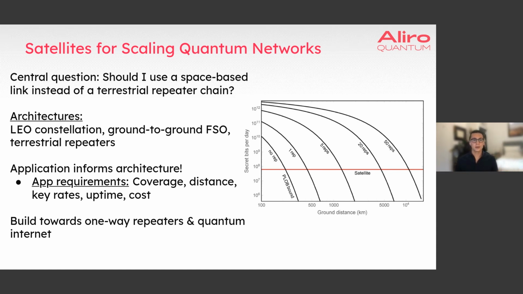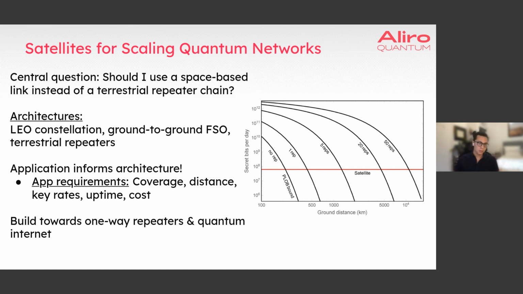If it's, say, an application for a metropolitan region, then we should be fine with just terrestrial networks. But if we're talking about doing quantum secure communication from London to New York, then maybe a satellite link is more suitable. So the distance matters, the coverage matters, the key rates will matter. If we're doing something like quantum key distribution, we need to know what throughput we need, what network uptime we need, and also the cost. So all of these application requirements inform the architecture.